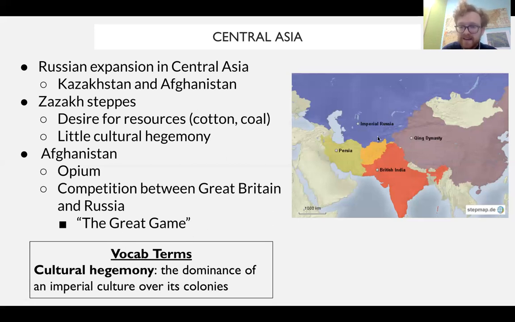So Afghanistan is an area where we will see spheres of influence being established between the British and the Russians. Another place we see spheres of influence is Persia. Persia will have a Russian sphere of influence and a British sphere of influence. Very similar to what we'll talk about in China next, not next presentation, but the presentation after that.